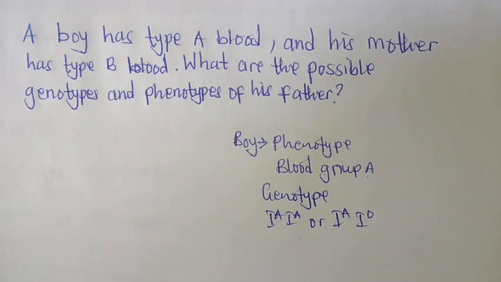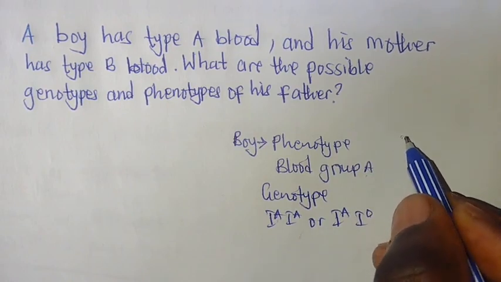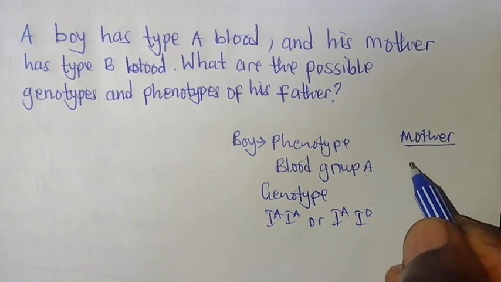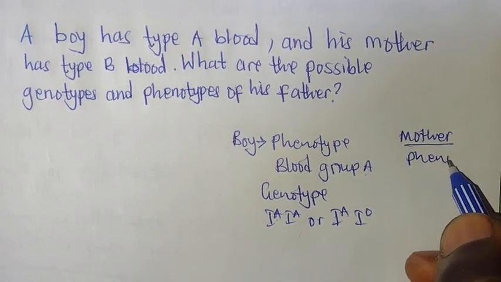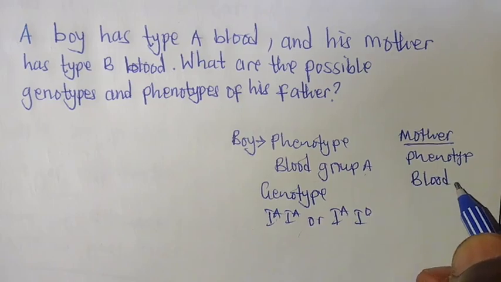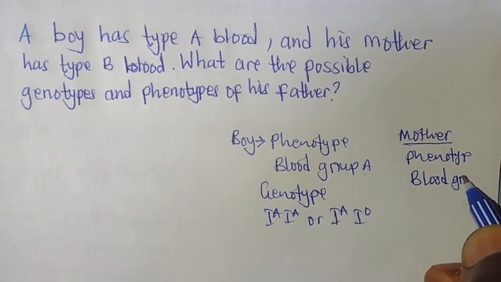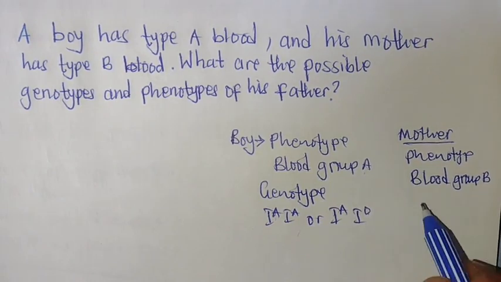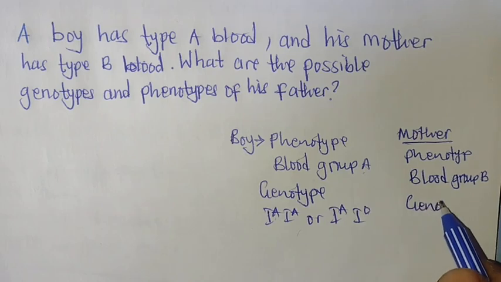Now we are told that his mother is having blood group B. So let us look at the mother in this case. For the mother, the phenotype is blood group what? B. This is for the mother. The mother, the phenotype is blood group B. Then what about the genotype of the mother?